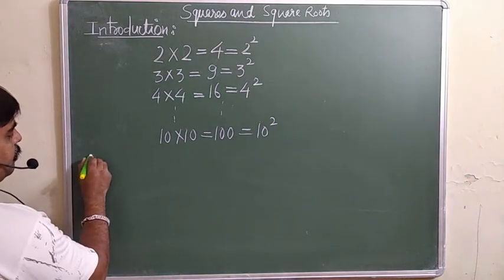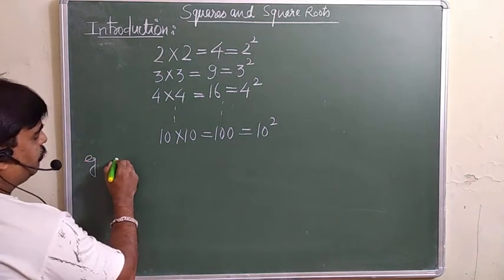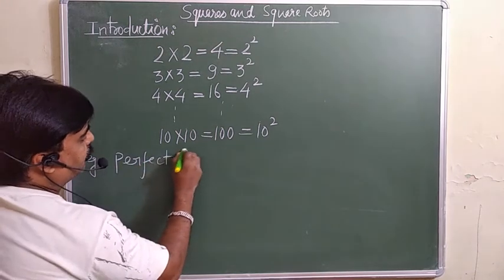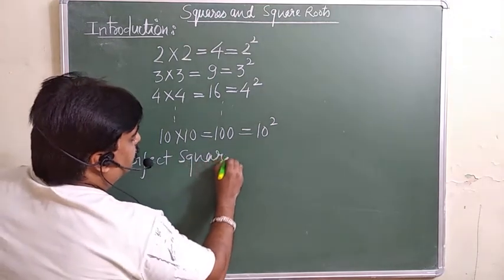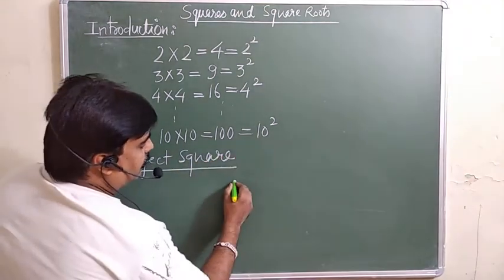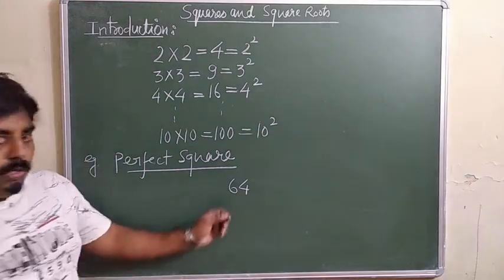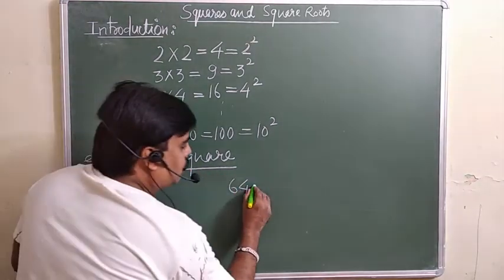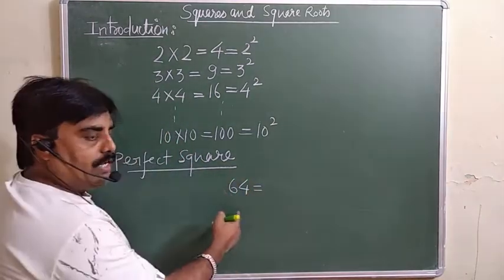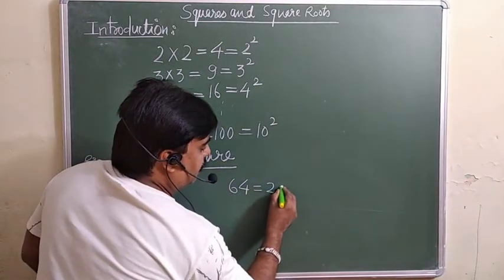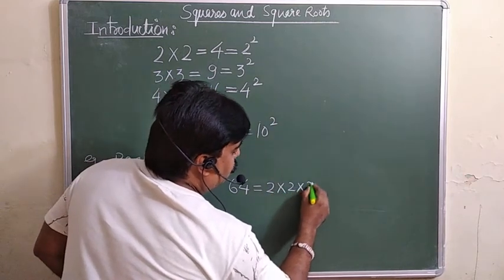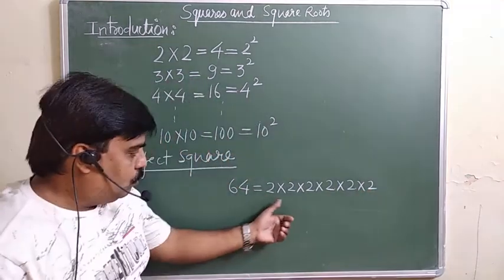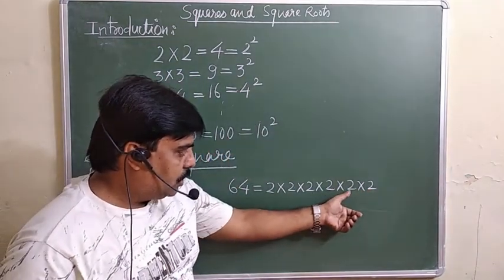Now just see one number I am taking. We want to check whether the given number is a perfect square or not. Suppose I take 64. We want to check whether this number is a perfect square or not. So what we will do is the prime factors of this. It can be written as 2 into 2 into 2 into 2 into 2 into 2. See, 2, 4, 8, 16, 32, 64.